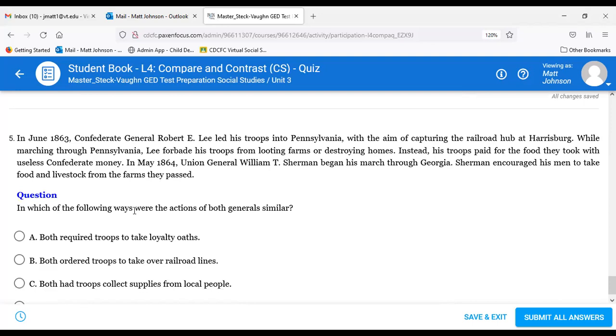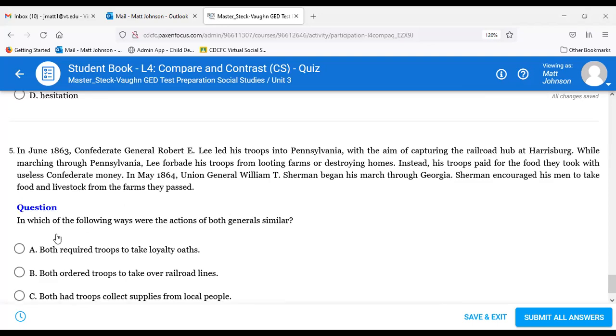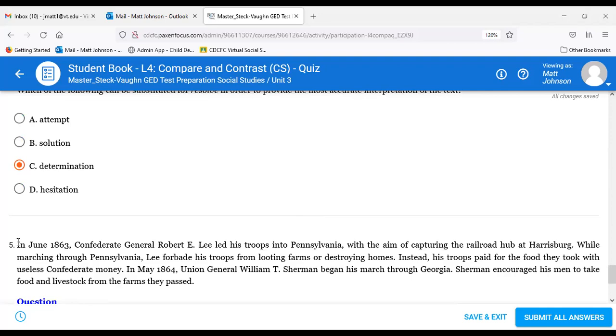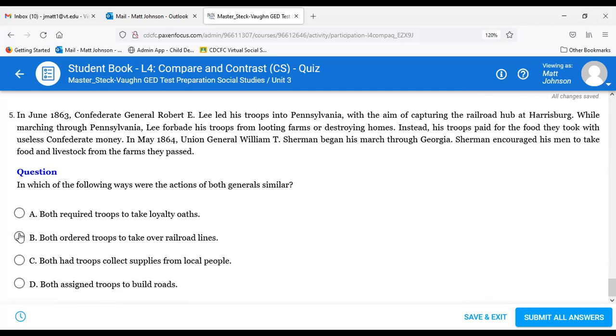Grace, would you like to read question 5 for us? Okay. Oh, wait, we have another. All right, I'll go ahead and read the passage real quick here. In June 1863, Confederate General Robert E. Lee led his troops into Pennsylvania. We've actually already read this. We've seen this before. With the aim of capturing the railroad hub at Harrisburg. While marching through Pennsylvania, Lee forbade his troops from looting farms or destroying homes. Instead, his troops paid for the food that they took with useless Confederate money. In May 1864, Union General William T. Sherman began his march through Georgia. Sherman encouraged his men to take food and livestock from the farms they passed. So we've talked about that before. I think we saw that exact text box last time.